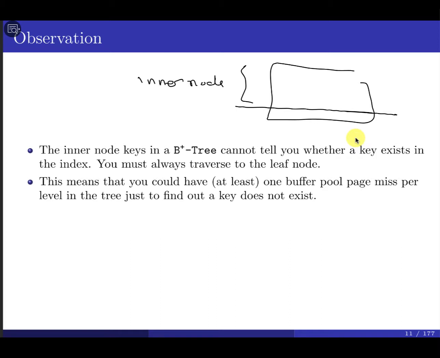I don't know why I said the inner loop, because I was talking about the sub-queries today. Anyway, by looking at the inner nodes that we have in the B+ tree, can you decide whether the key exists or not in the index? We can't, yeah?